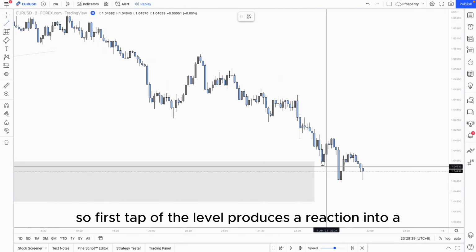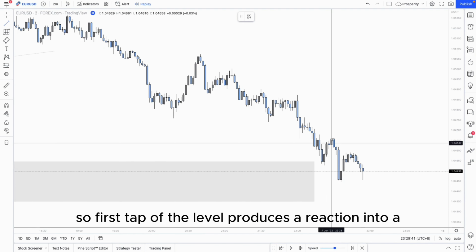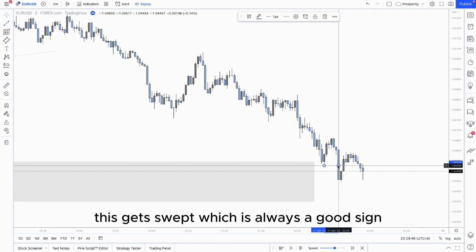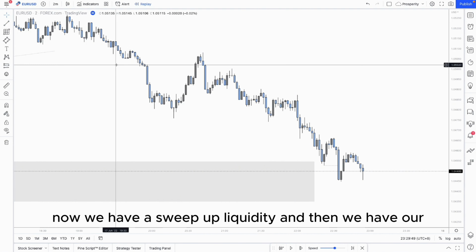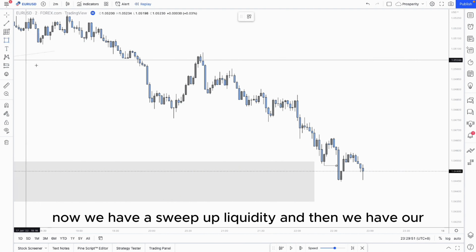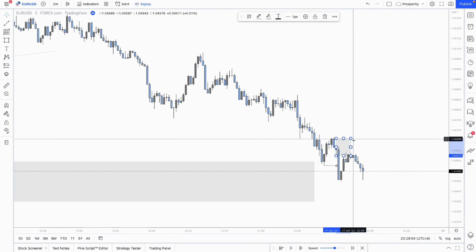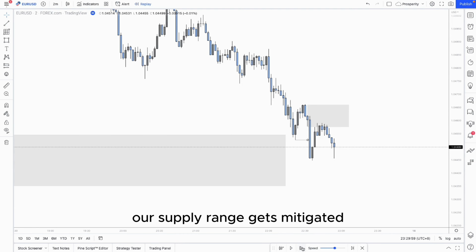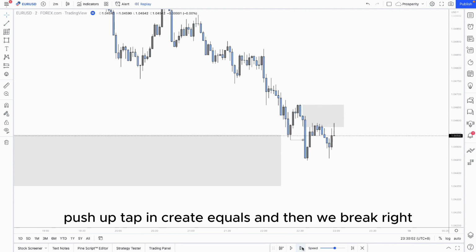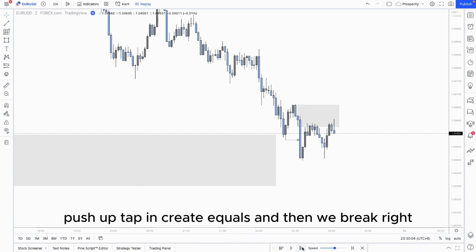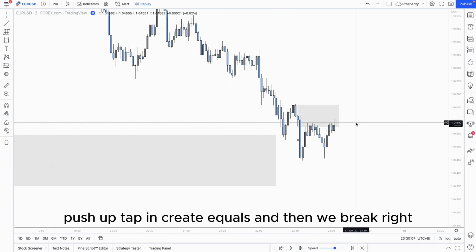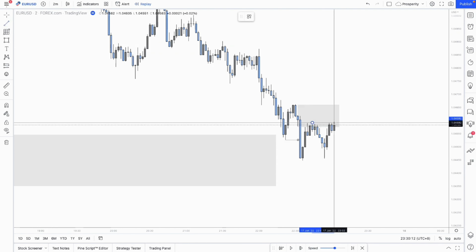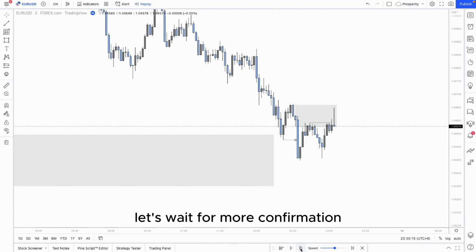So first tap of the level produces a reaction into a wick of this supply. This gets swept, which is always a good sign. We have a sweep of liquidity, and then we have our supply range. And then you can see that our supply range gets mitigated. We'll push up, tap in, create equals, and then we break, right? And it's only thus far with a wick. Let's wait for more confirmation.